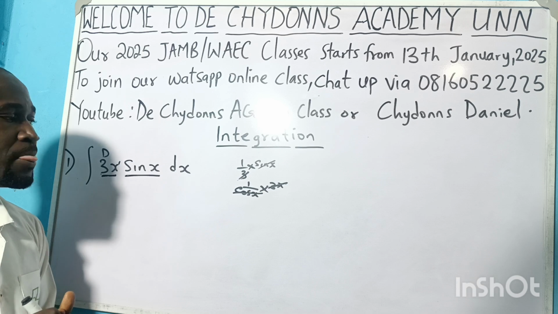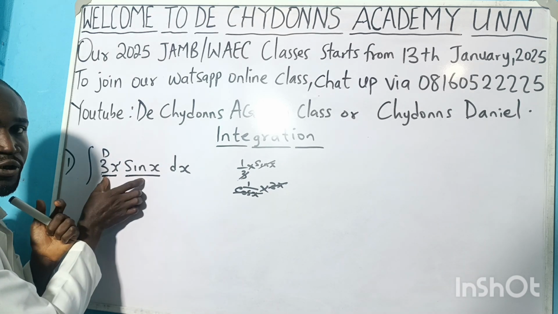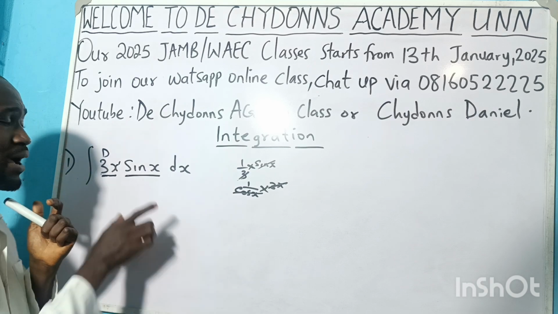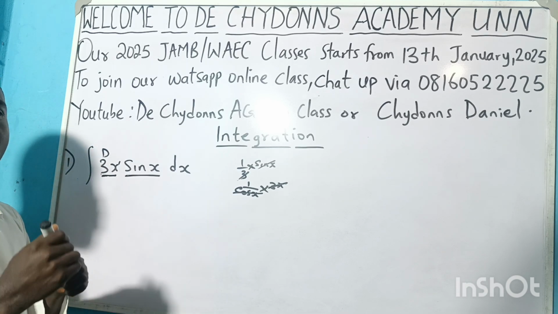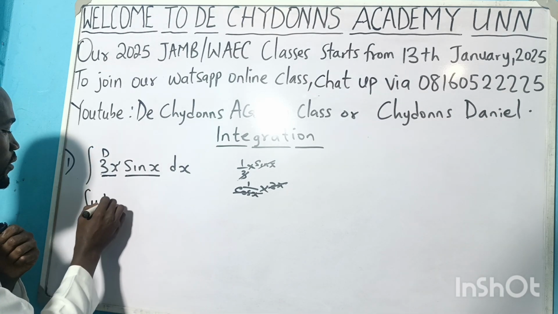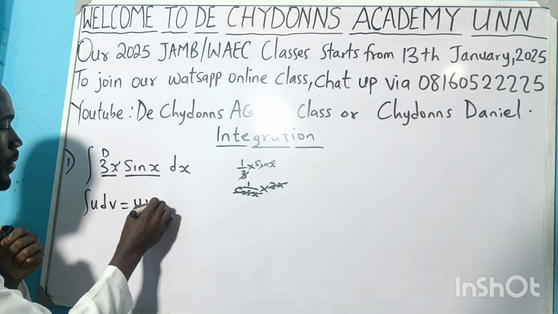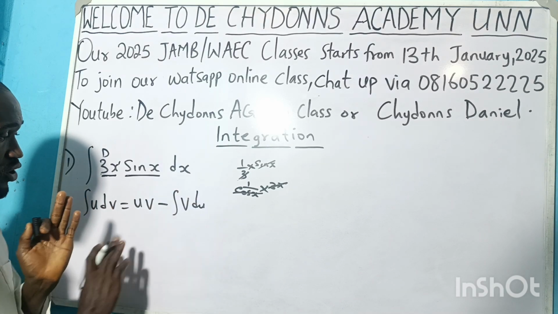I hope it's clear. Now, when do you use integration by parts? Also when there is a product function. Because I said two possible methods can be used here, that means I can now use integration by parts here. What does integration by parts state? It states that the integral of u dv is equal to uv minus the integral of v du. Simple. This is just a formula.